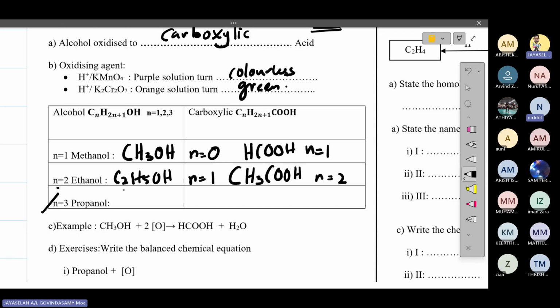Sir, propanol is C2H5OH. Yeah, cannot. You see, this, C3H7OH. Okay, here you put 3. This one you put 3. Okay, so you put your C3H will be 6 plus 1, how much? 7 OH.